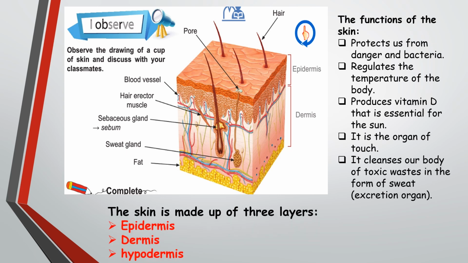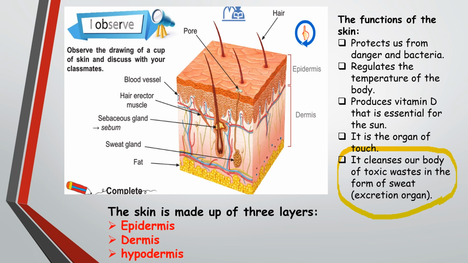So, the functions of the skin are: it protects us from danger and bacteria. It regulates the temperature of the body. It produces vitamin D that's essential from the sun. It is the organ of touch. And the most important thing, it cleanses our body of toxic waste in the form of sweat, so it's an excretion organ. Today, we're going to focus on this point, how the skin has a role in excretion.